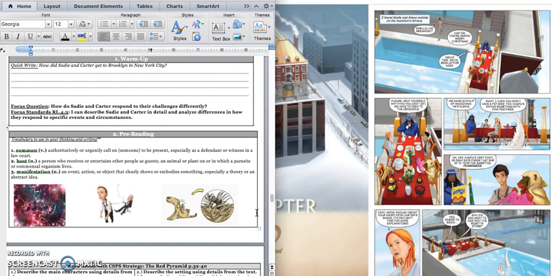Our vocabulary words for today are summon, and that's when you have the authority to call someone to be like a witness in a court. All right, so this person is summoning this other person. They have the authority to tell them what to do.